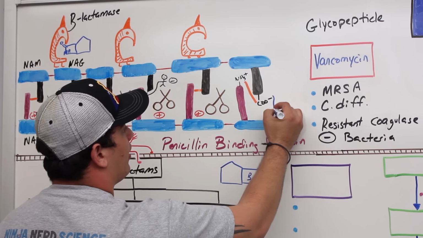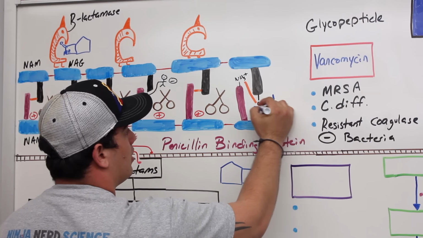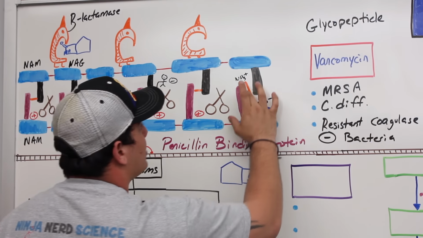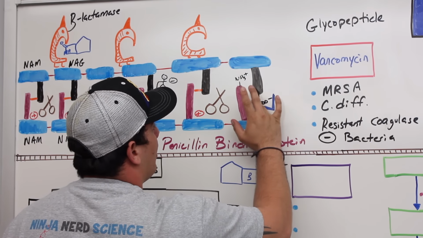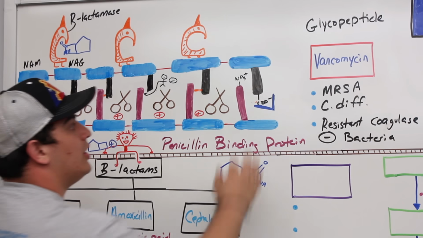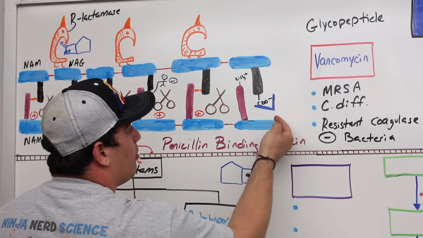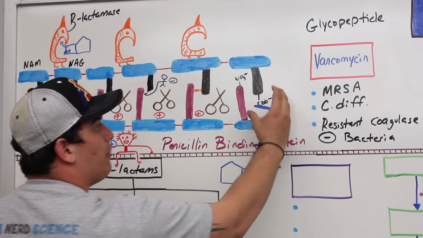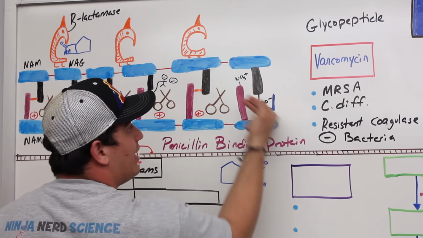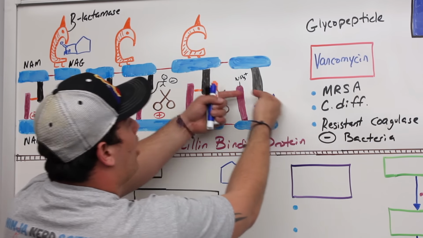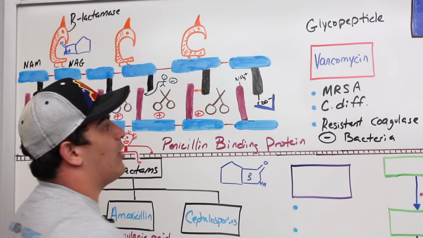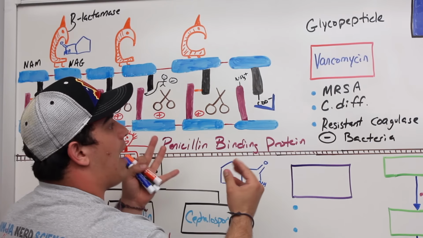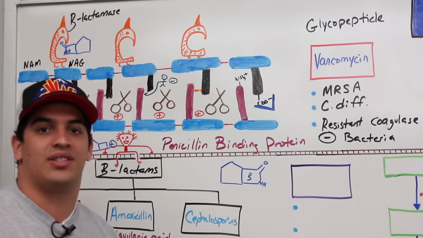If I give someone Vanco, look what it's doing. It's binding onto this carboxyl end. When it binds onto the carboxyl end, this can't form a peptide bond. So vancomycin binds onto the carboxyl end of these peptide chains, and it sterically hinders that peptide bond formation. If you can't form a peptide bond, this cell wall is disrupted. If this cell wall is disrupted, what happens? Water flows in. As water flows in, the cell lyses. So this is a bactericidal antibiotic.